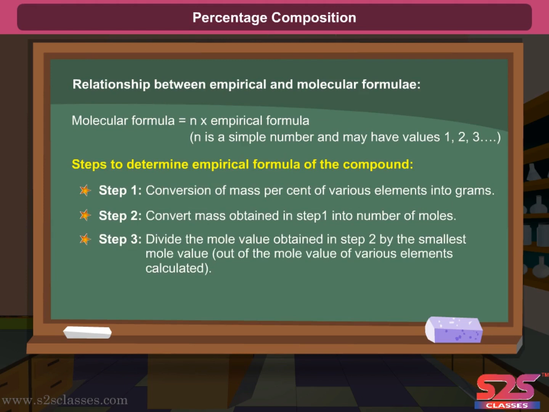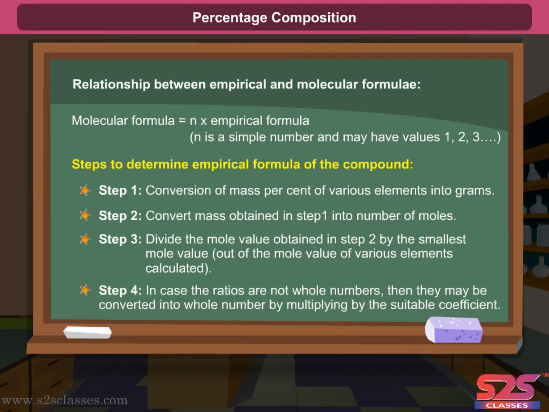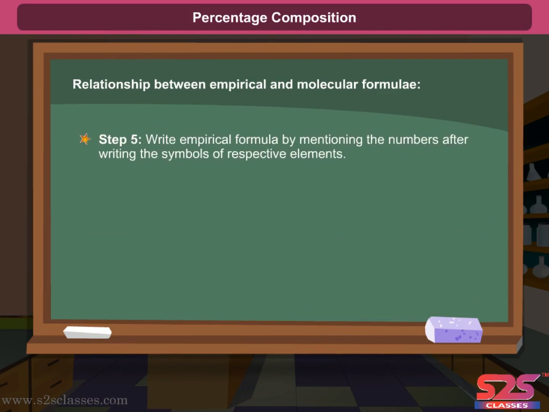Step 3. Divide the mole value obtained in step 2 by the smallest mole value out of the mole values of various elements calculated. Step 4. In case the ratios are not whole numbers, then they may be converted into whole numbers by multiplying by a suitable coefficient. Step 5. Write the empirical formula by mentioning the numbers after writing the symbols of respective elements.